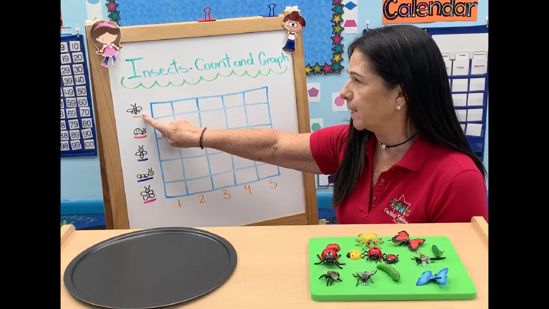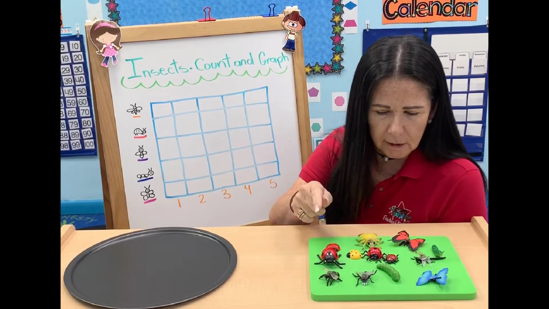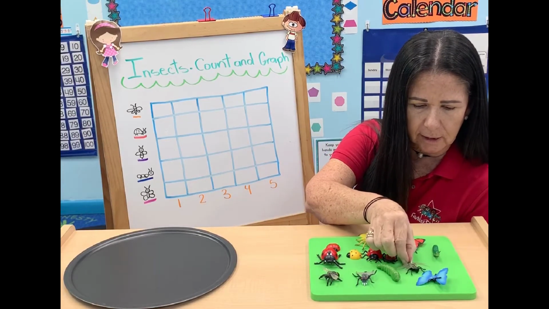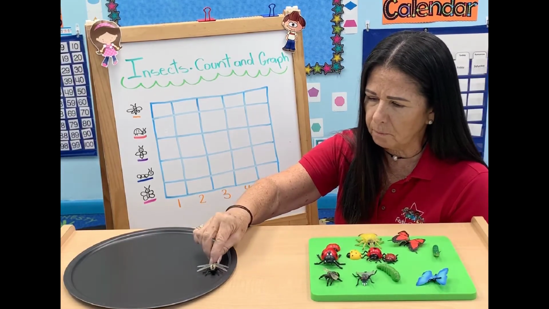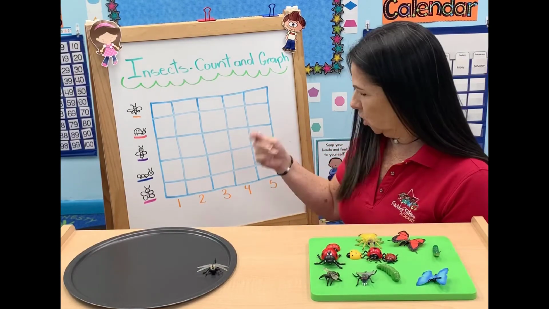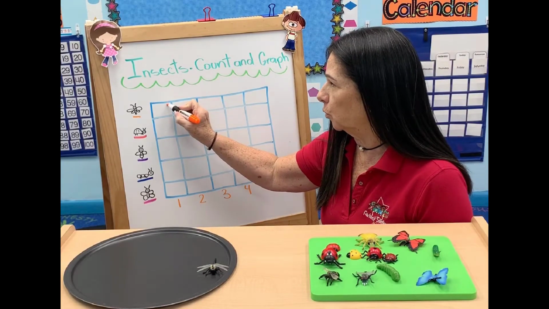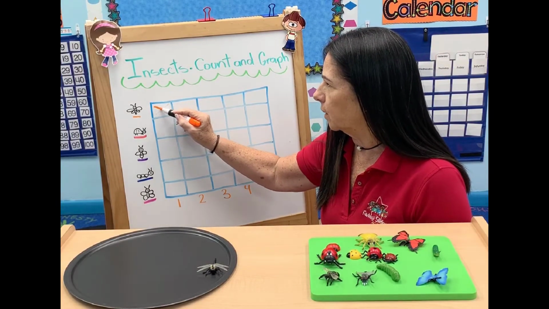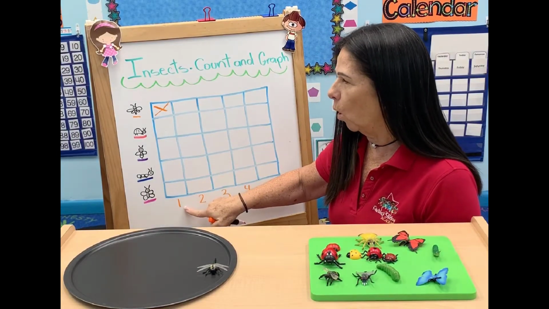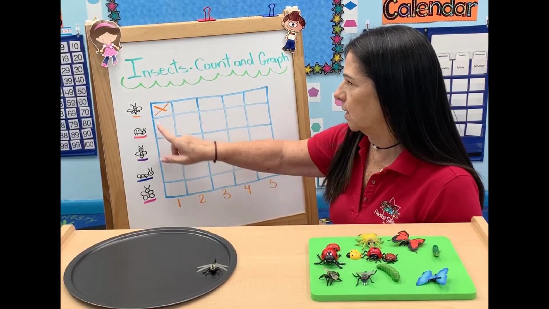The first is a dragonfly. Let's check here how many dragonflies we can find. Let's see, we have one, and that's it. It's just one for now. So we're gonna go to our graph and we're gonna make a letter X because it's only one dragonfly. Let's go to the next insect.